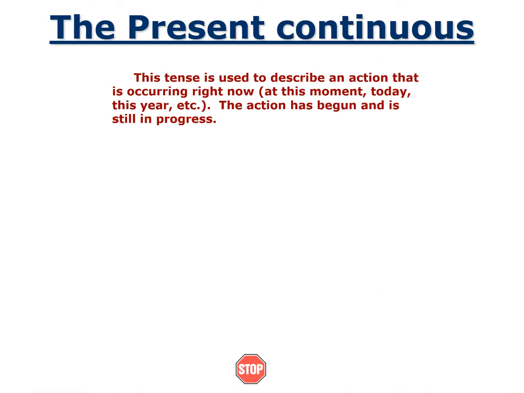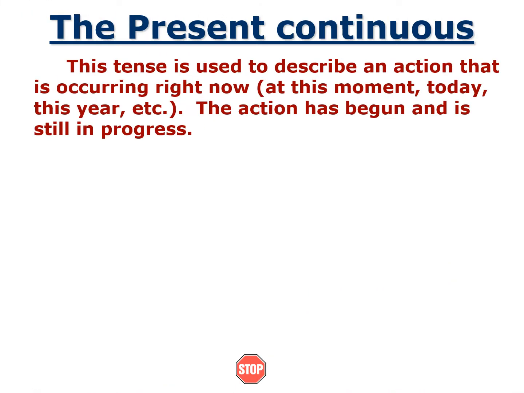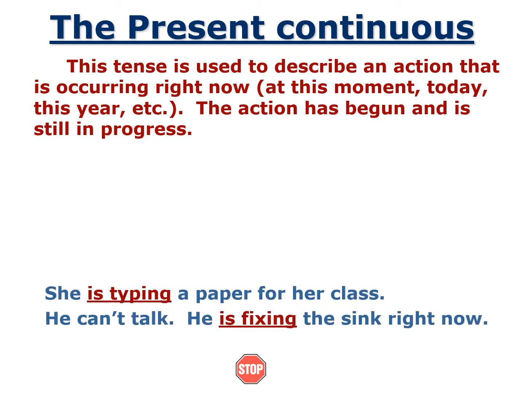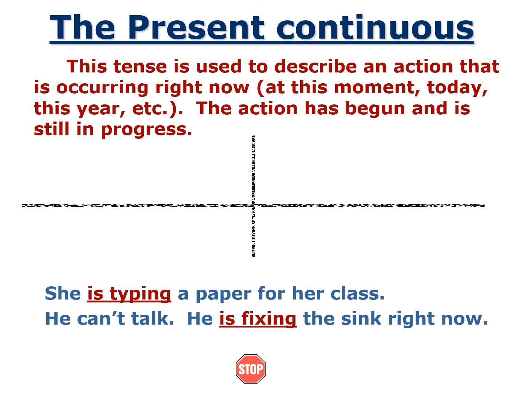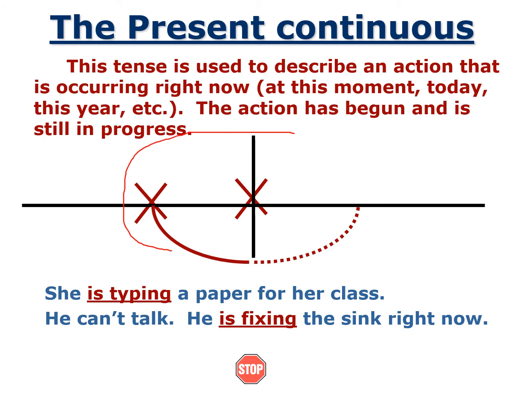Next is the present continuous. This tense is used to describe an action that is occurring right now, at this moment, today, this year. This action has begun and it is still in progress. As you can see on this timeline, it is used to talk about an action that is occurring right now. Now look here, now. Maybe this action has started before now and, as you can see here, it is still continuing, or it's still in progress.